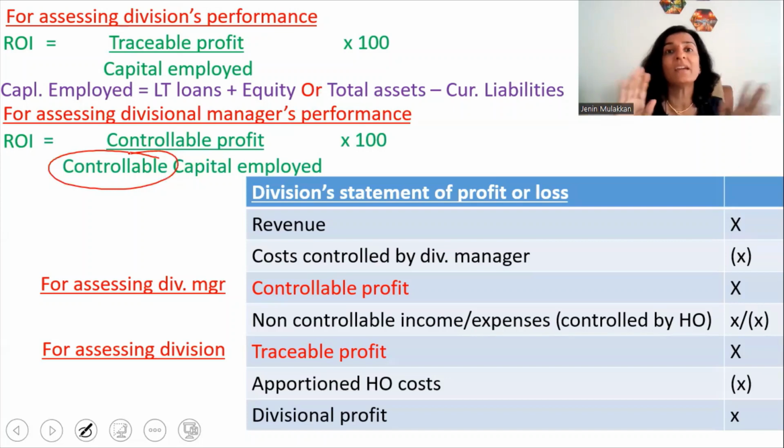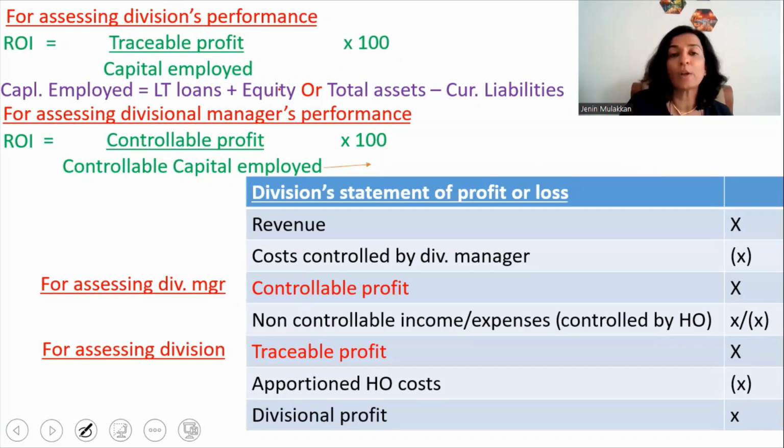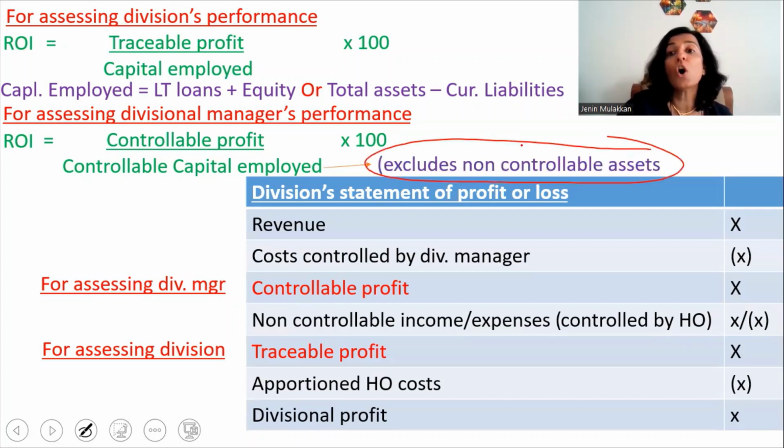Suppose the head office buys a vehicle and just transfers it to the division. So it is not an investment made by the divisional manager. So you have to exclude those vehicles because it's not a controllable asset, because the head office will be free to sell the asset as and when it pleases. You cannot evaluate the divisional manager based on assets that he cannot control. So it is just that the capital employed will exclude all non-controllable assets. It will be specifically mentioned in the question what are all the assets that are not controllable by the divisional manager. So you don't need to crack your head for that.